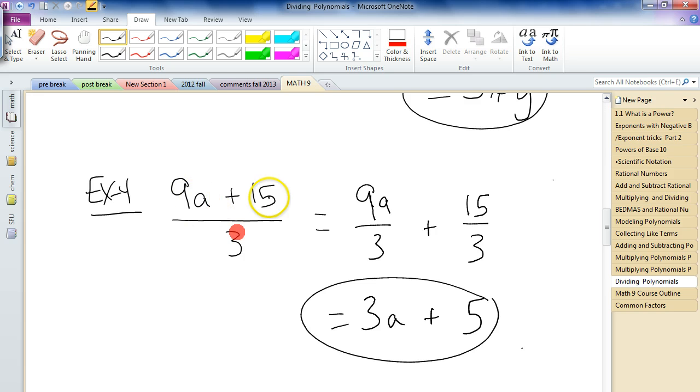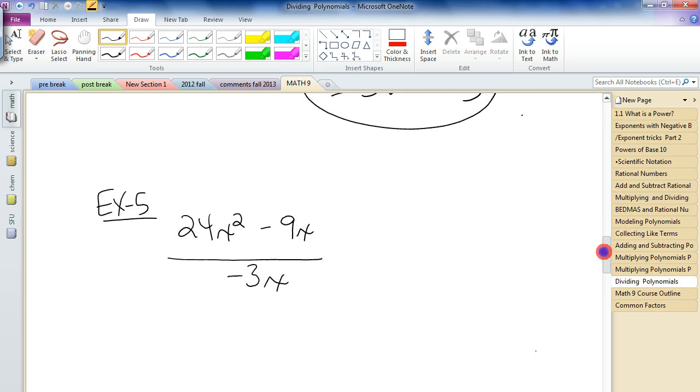Now, if you can do that in your head from there without having to separate it out, that's fine. But just realize that when you have two terms here, each term is being divided by 3. That divided by 3 and that divided by 3. So either separate it out or do that in your head in one step. Up to you. How about this?